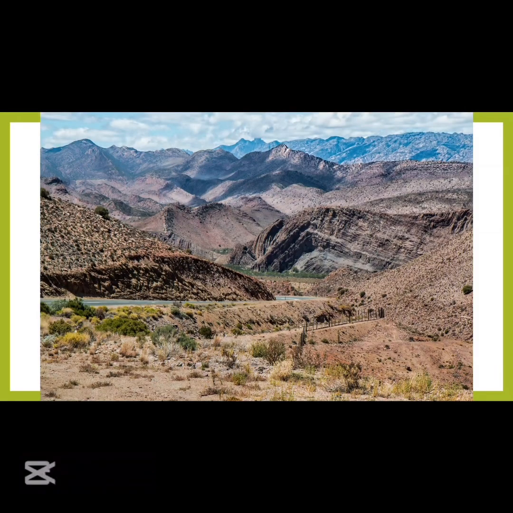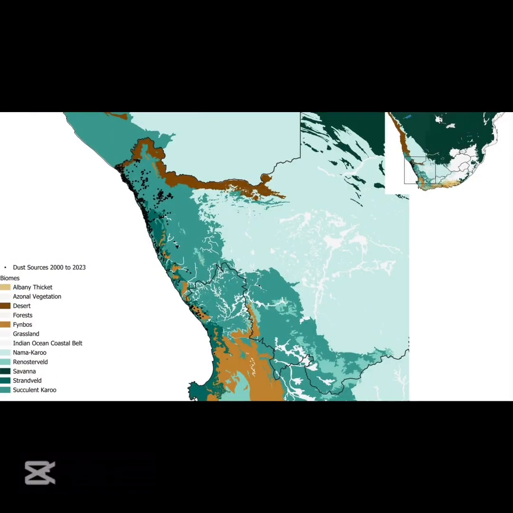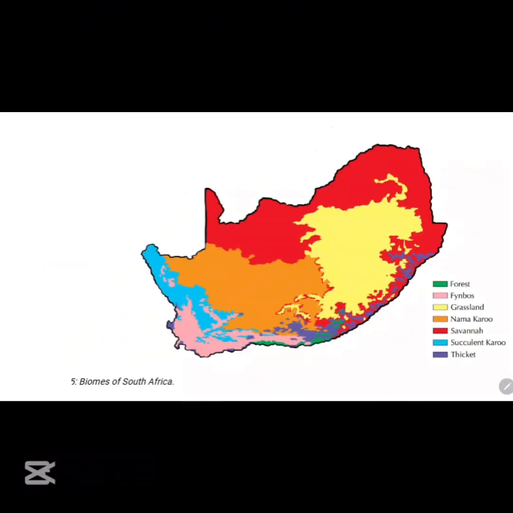Over here we have a picture of the Nama Karoo versus an image of the succulent Karoo. Over here we have another map image that shows the desert, forests and fynbos, and also the Nama Karoo as well as the succulent Karoo divided by specific colors. We have an image of the map of South Africa, which is divided by the different biomes based in South Africa, color coded according to area of land, vegetation, as well as the type of biome it is.